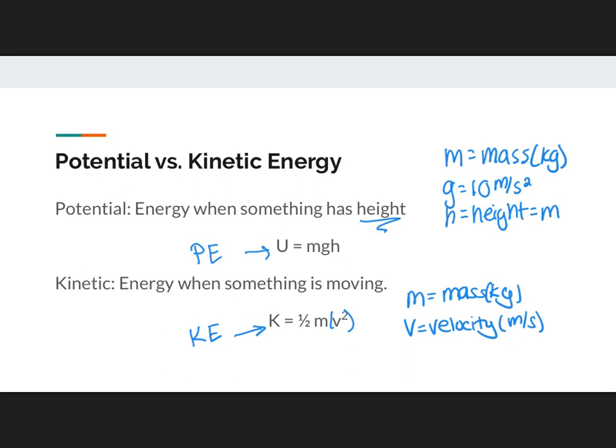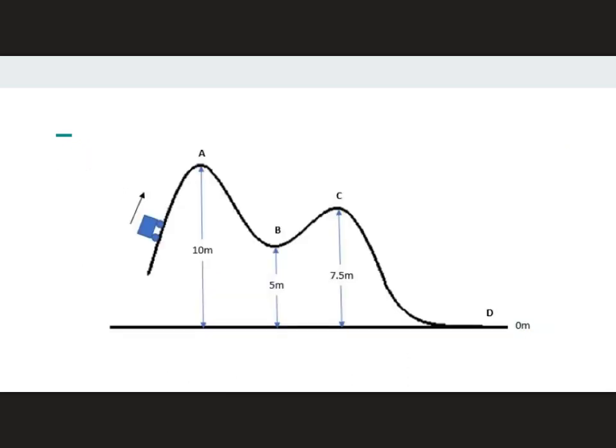So let's start applying these equations. Before we start doing some equations, we're just going to look at this roller coaster. So roller coasters are some of the best ways to explain energy. Now you'll see at each of these points, this object has potential energy because it has height. Now, if we look at D down here, which is a height equals 0, I don't have any potential energy. However, I have all kinetic energy, and we're going to see what that means a little bit later.